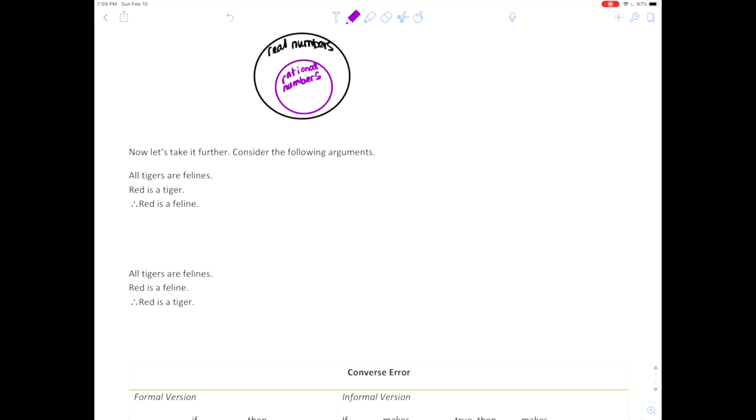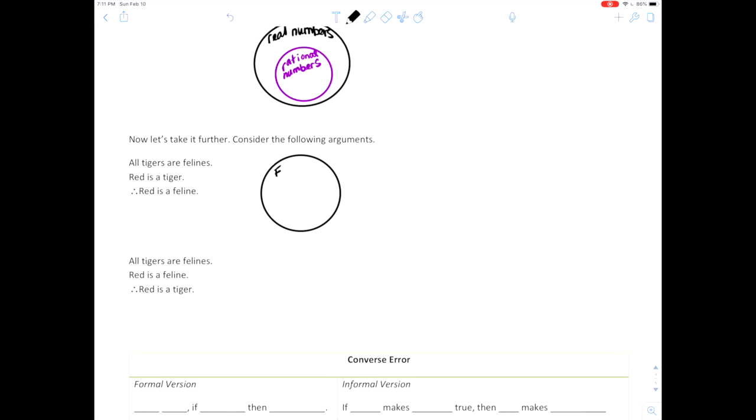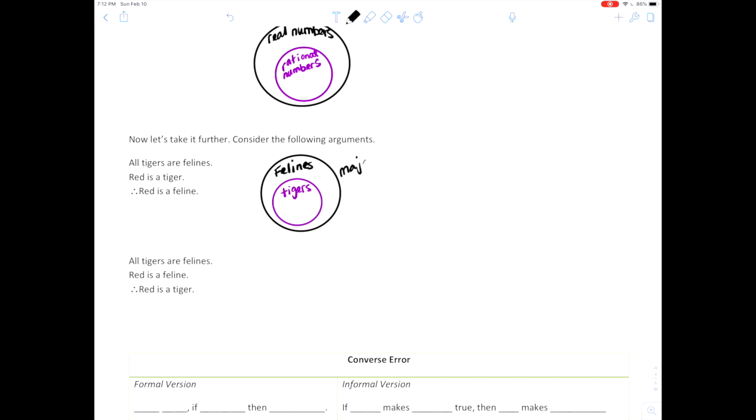So this first statement, remember, is the major premise. All tigers are felines. So felines would be the biggest group, right? This is saying if X is a tiger, then X is a feline. So felines would be the most outside. And then if we add in another circle here, tigers. Now this is our major premise, the first line.